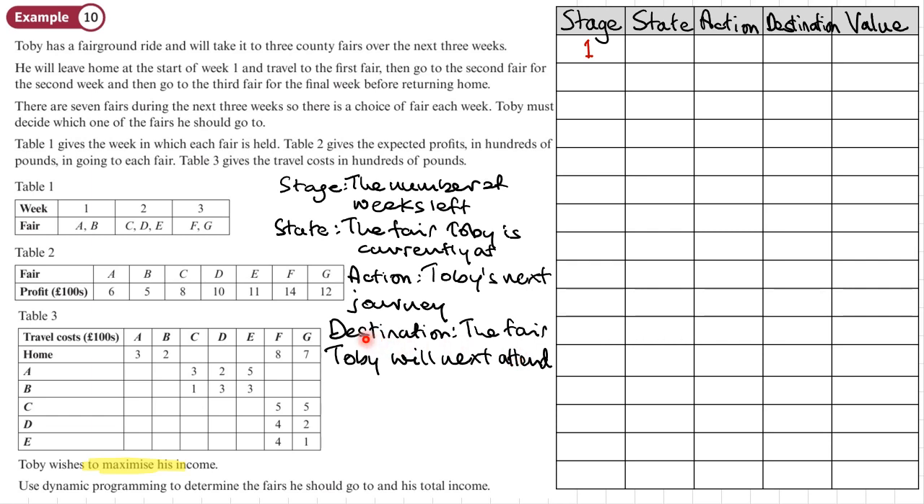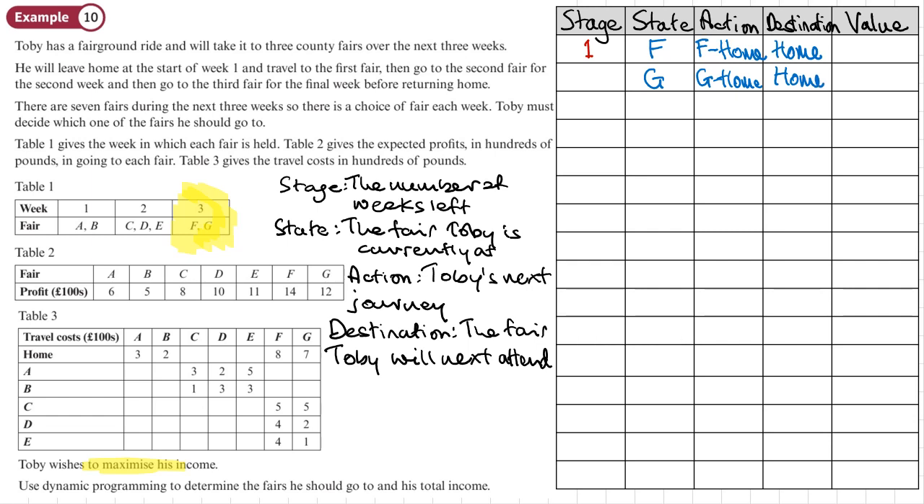So remember, dynamic programming, we work backwards. So we look at where he's going to finish. That's going to be either fair F or G, and from fair F or G he's going to go home. So the only option is that he goes from that fair to where his home is, and his destination is going to be home in this stage.